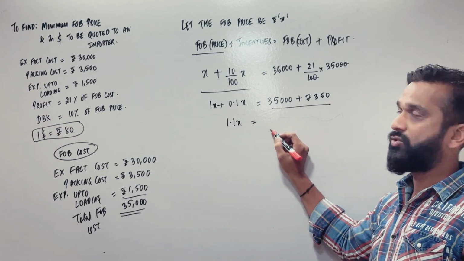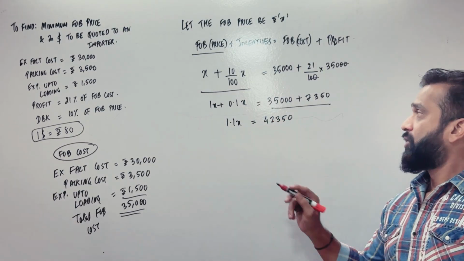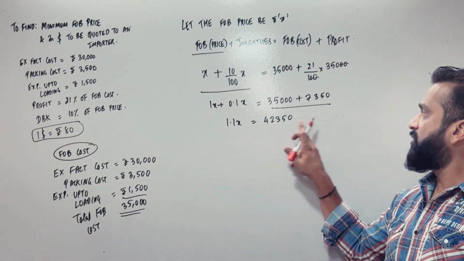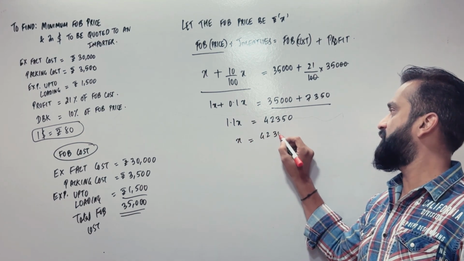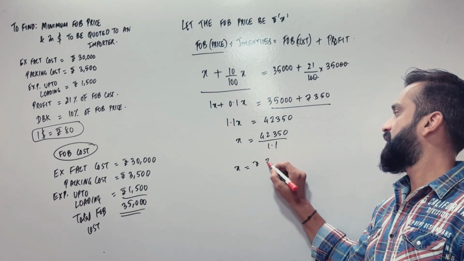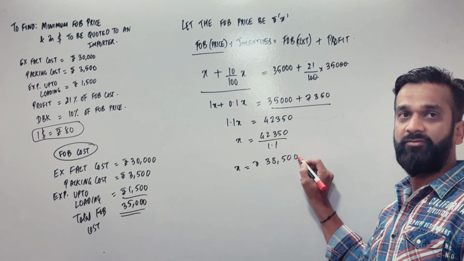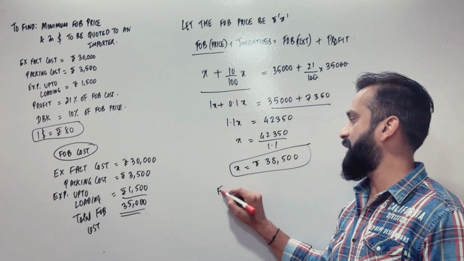Now I will add these two. 1.1x. You add these numbers, you will get 42,350. So 1.1x is equal to 42,350. Therefore, x is equal to 42,350 divided by 1.1. On the calculator, you will get 38,500. Okay.